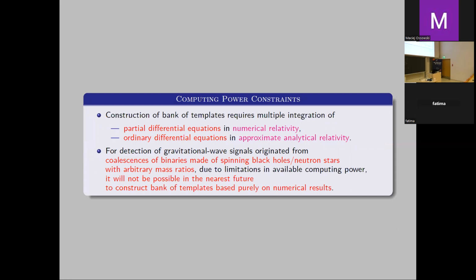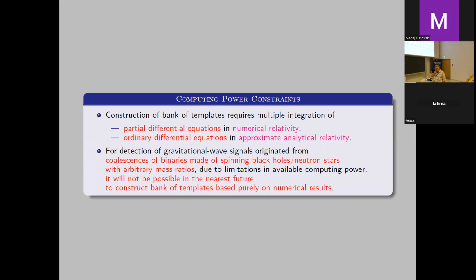And now, construction of a bank of templates requires multiple integration of partial differential equations, if you would like to produce such templates by the numerical relativity approach, or ordinary differential equations if you use the approximate results. There is a technical term quite often used by people involved in this subject, approximate analytical relativity. And this was already stressed by Adam Pound in his lectures.